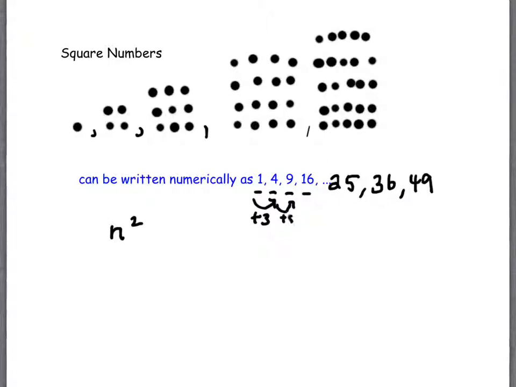How about from 4 to 9? You add 5. How about from 9 to 16? You add 7. How about from 16 to 25? Add 9. 25 to 36? You add 11. And then 36 to 49? You add 13. Now, this is definitely not arithmetic, because I didn't get the same number on these here. But you do see a pattern amongst the numbers, right?